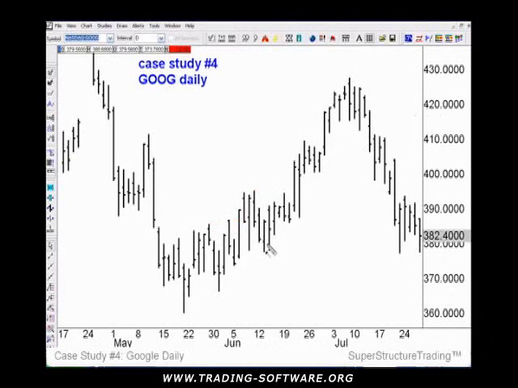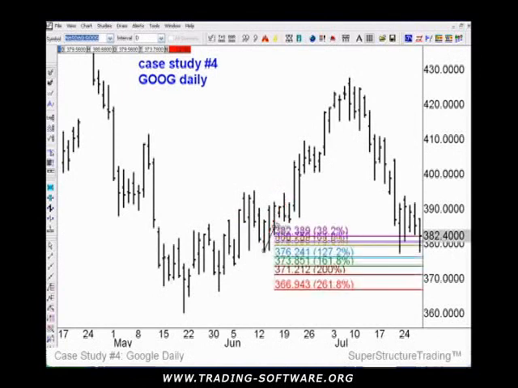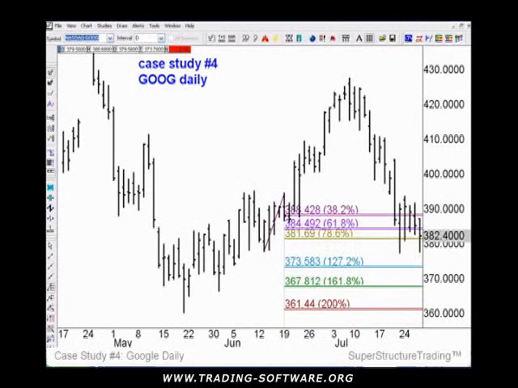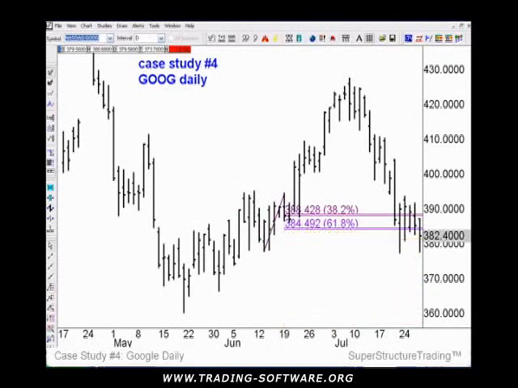Now you can look at retracements. How is this retracement? In other words, how deep is that retracement that we're coming off of to do that breakout? It looks like it's between 38 and 61%.